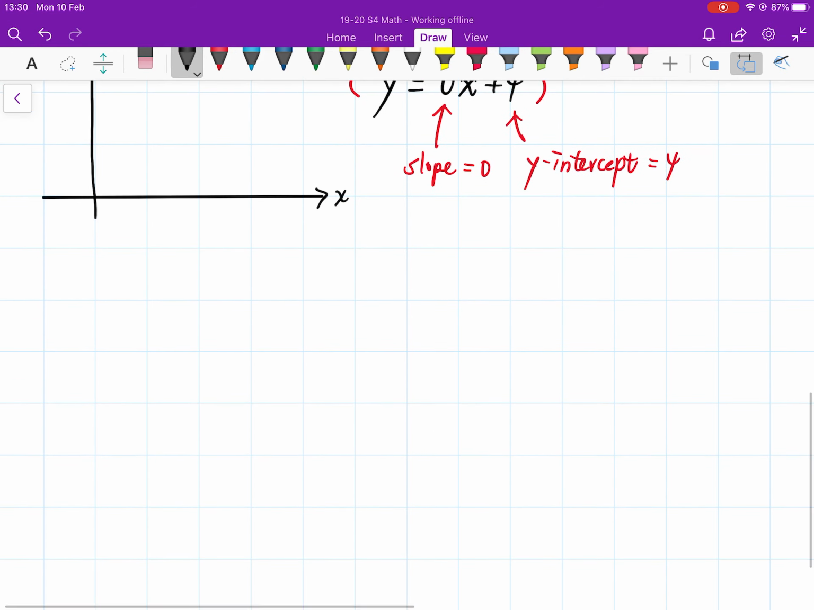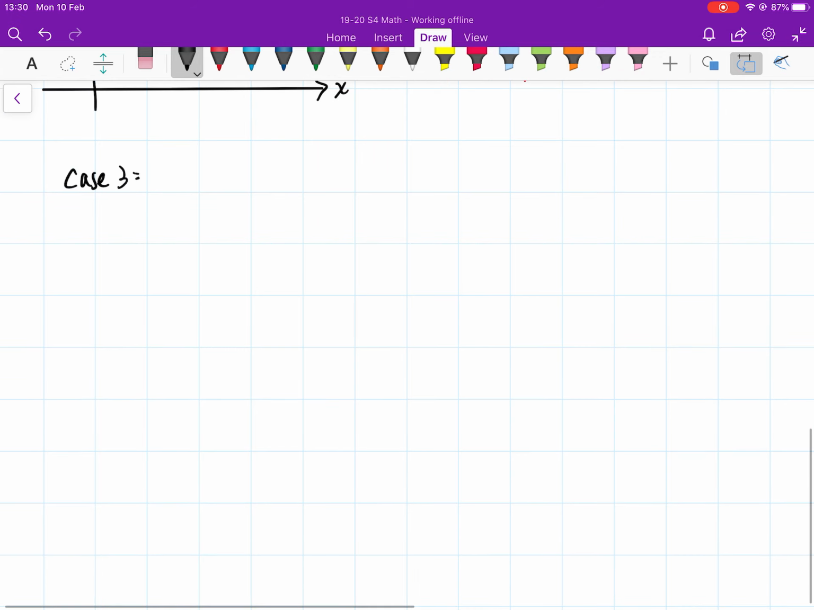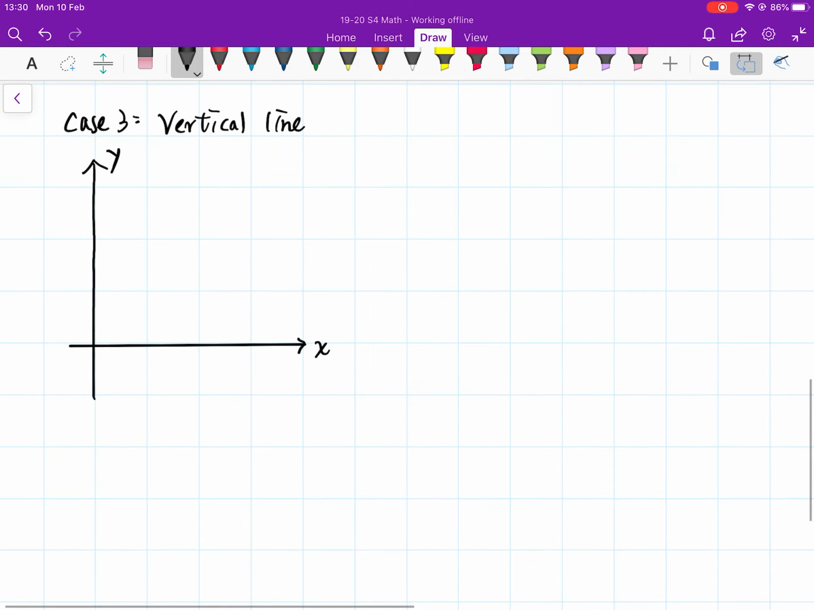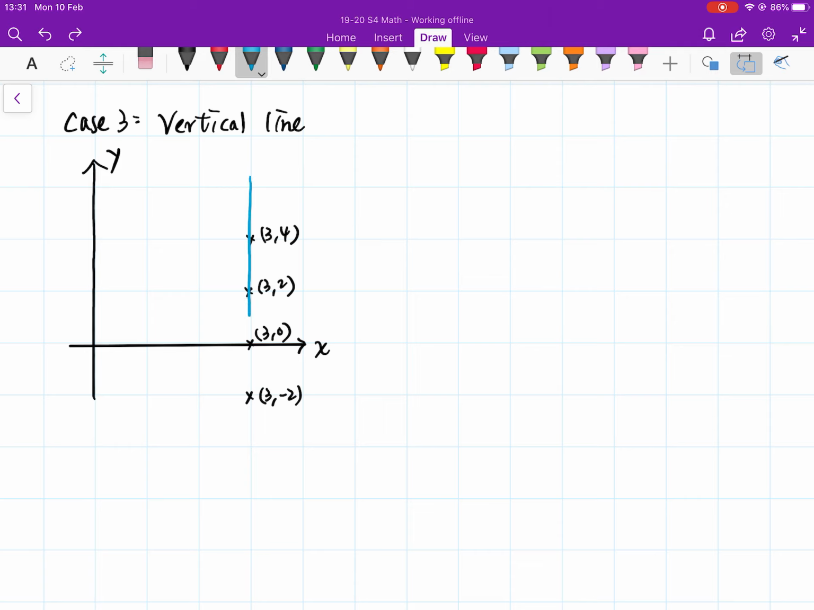Finally, let's come to case 3, the last case, which is the vertical line. Again, please help me to draw the x, y axis on your notebook, and then draw a few points on it: (3, 0), then (3, 2), then (3, 4), and one more point, (3, -2). Then help me to draw a straight line joining these few points.